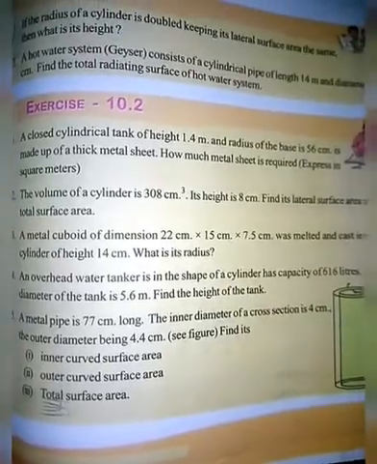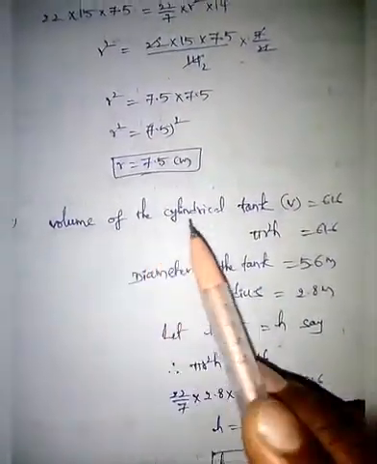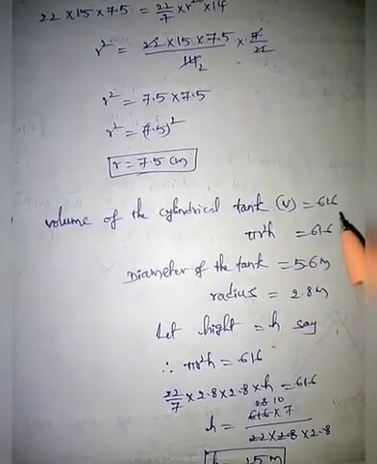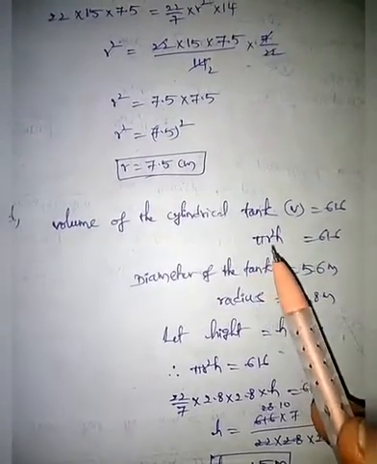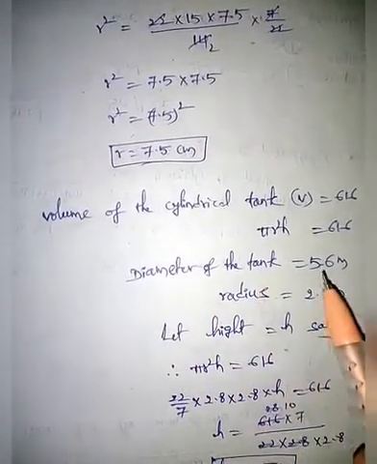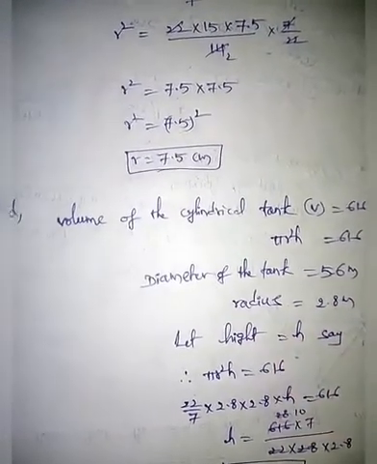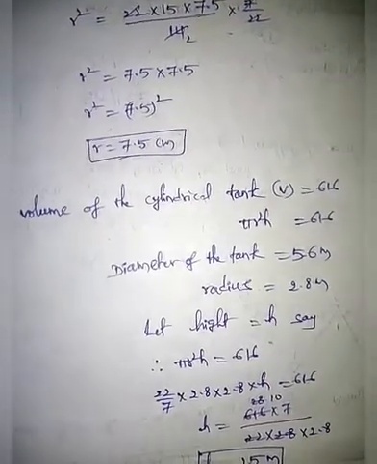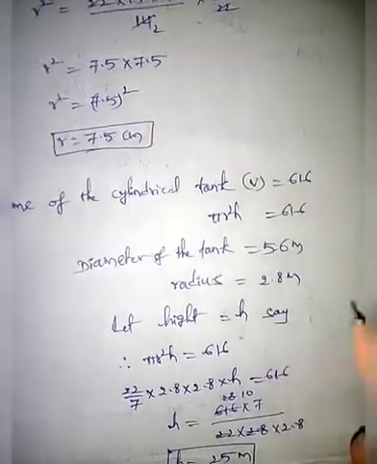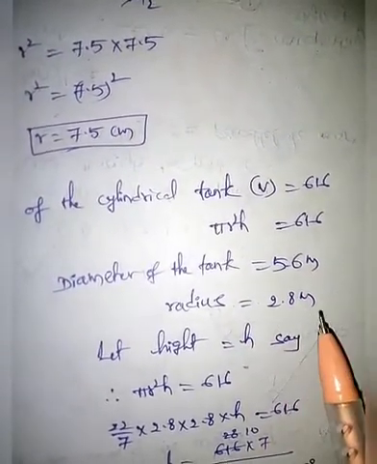Okay, so look at here. Given that volume of the cylindrical tank is 616, that is volume means pi r square h equal to 616 liters, and also given the diameter of the tank is 5.6 meters. If the diameter is 5.6 meters, then radius equal to 2.8 meters, because half of the diameter is radius. That's why radius equal to half of 5.6, that is 2.8.